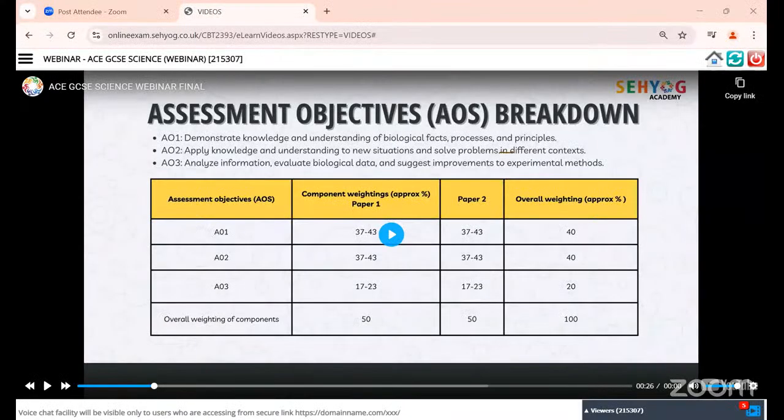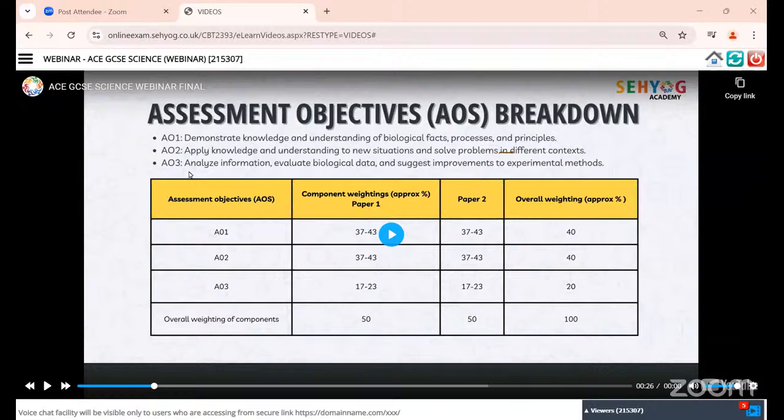With the assessment objective 1. Now, moving to the next segment, that's AO2. It's the application and understanding of a new situation and solving the problem in a different context. Now we know the basic understanding, the basic fundamentals. But here we come to how we are putting forward the basic fundamentals, right? How we are applying our knowledge to solve the more complex questions.